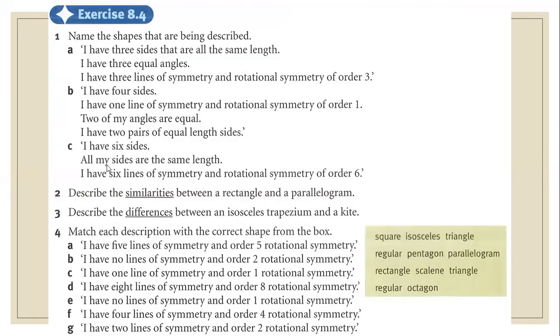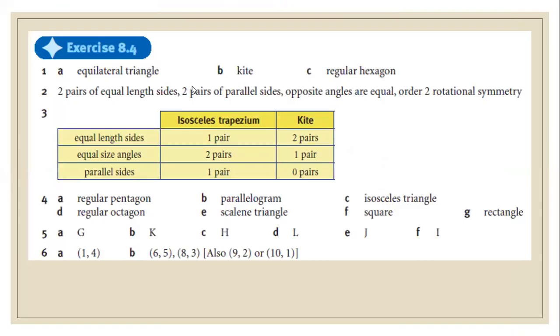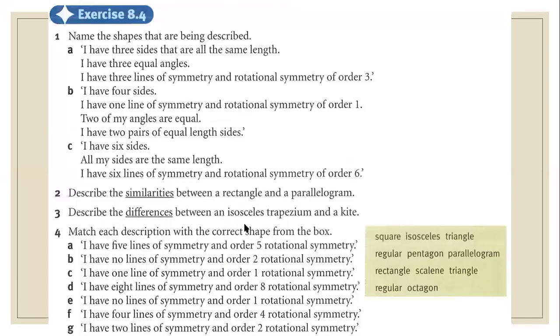I have a six-sided shape, all of my sides have the same length, and I have six lines of symmetry. He's talking about a regular hexagon. Okay, now same like this, you need to solve. Describe the similarity between a rectangle and a parallelogram. Okay, and what is the difference between an isosceles trapezium and a kite? Okay, so you need to find this.